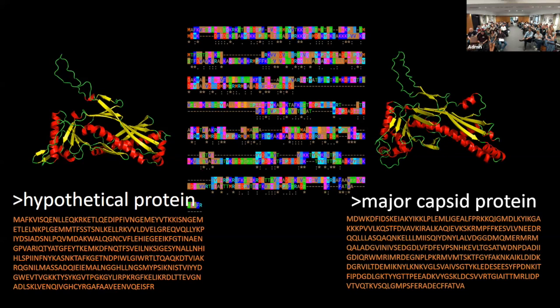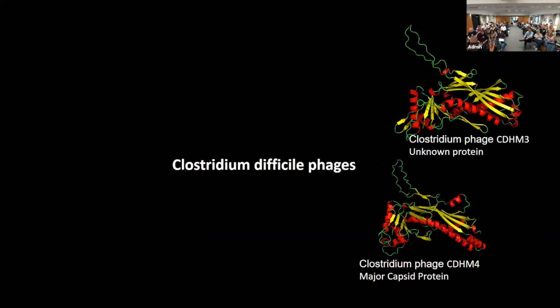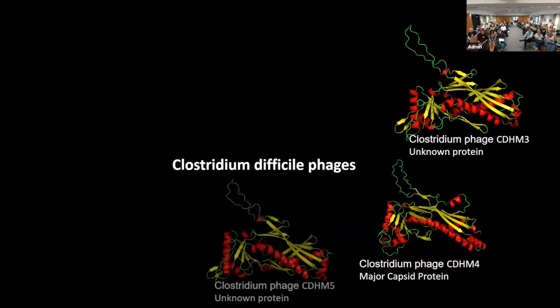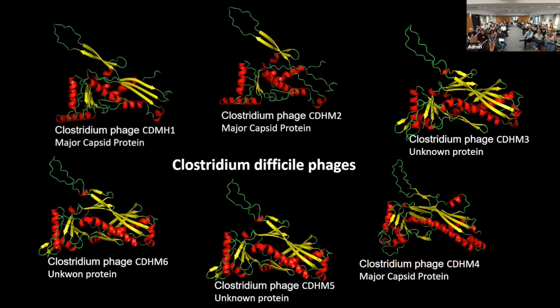But with that, we could go back to Martha's CD phages, and you can see these phages. Three of them had annotated major capsid proteins, three of them didn't find it. Now that we have the structure space, we can actually start assignment.